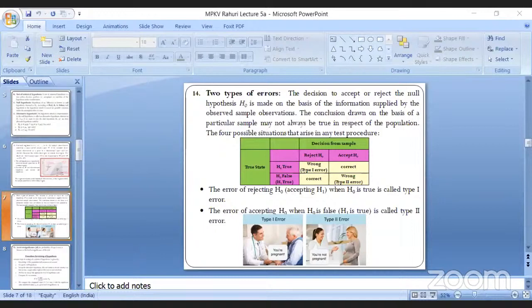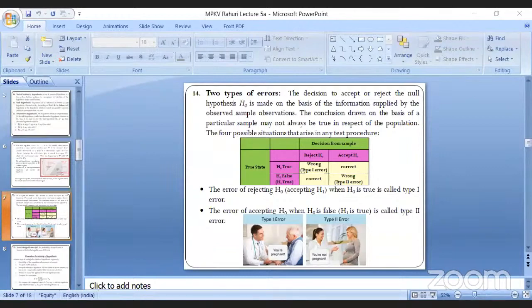Here you see, when we accept the null hypothesis when it is false, this is known as type 2 error. I think you're understanding the clue, because this table during the exam may be a little confusing. Technically, rejecting the null hypothesis when it is false is the correct procedure. Accepting the null hypothesis when it is correct is the correct procedure. But when we accept the null hypothesis when it is false, it is type 2 error.